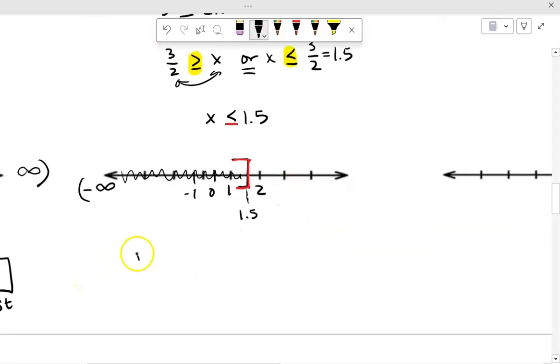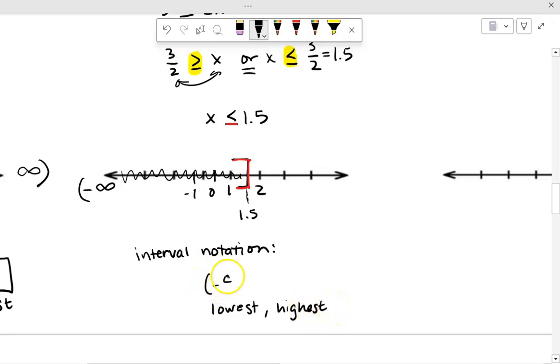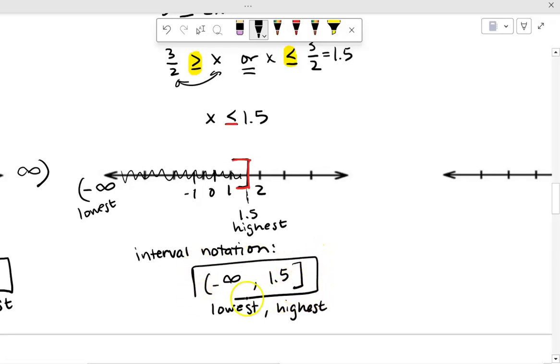So when we write our interval notation, which is the goal, is to write it in lowest, comma, highest. Well, the lowest we can be is negative infinity. You can see that on the left side. And the highest we can be is 1.5. And we are allowed to equal 1.5, so I would put a bracket there. This would be my final answer.